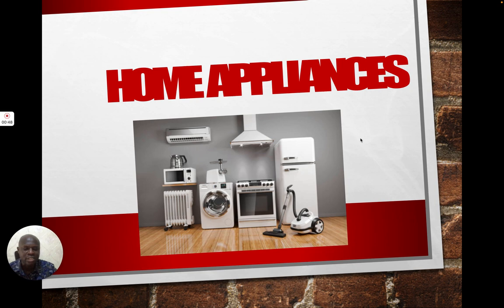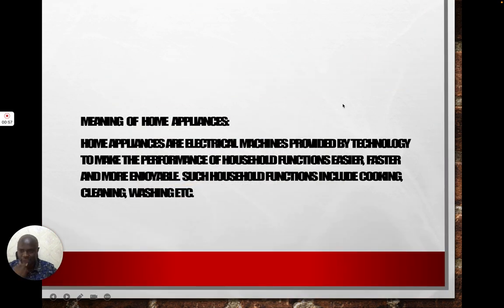In this first series, it will interest us to know the meaning of home appliances. When we talk about home appliances, it simply means appliances are electrical machines provided by technology to make the performance of household functions easier, faster, and more enjoyable. Such household functions include cooking, cleaning, washing, and so on and so forth.